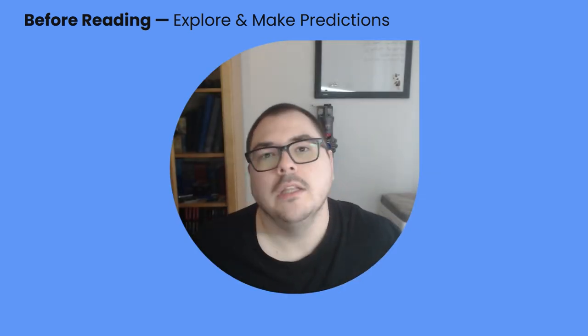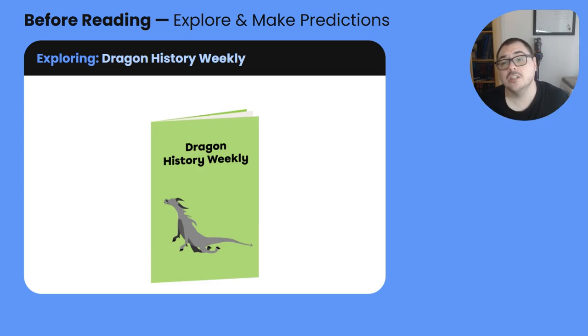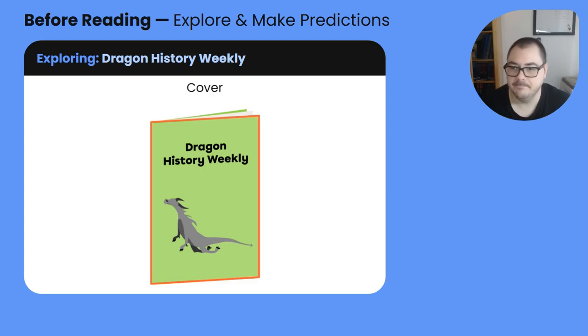So, now that we know what to do, let's take a look at two different types of texts. There are informative texts and narrative texts. So, first, we can take a look at this text right here, which is a magazine called Dragon History Weekly. What does that mean for us? Okay, let's look at the cover. Like we said before, there's a dragon on it. So that should let us know we're going to see a couple of dragons, at least in the magazine, right?